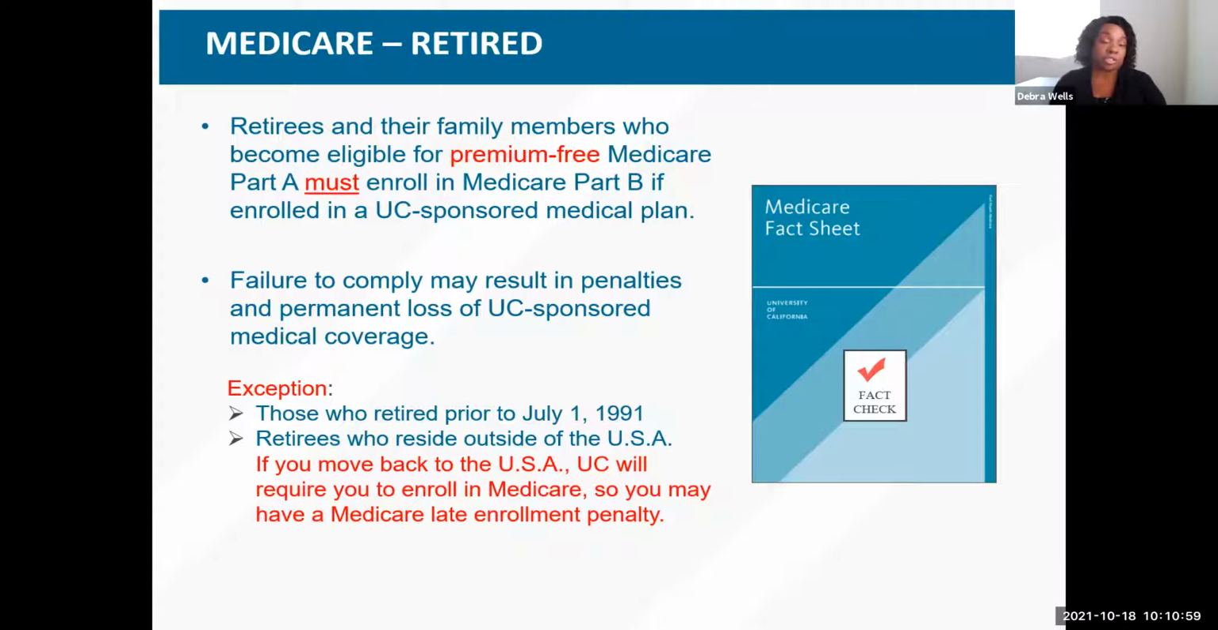Failure to comply may result in penalties or permanent loss of your UC-sponsored medical plan. There are some exceptions, and it's only for those who were retired prior to July 1, 1991, or if you're living abroad. But just keep in mind that if you're living abroad and you choose to cancel or delay your enrollment into Medicare, if you ever return to the United States and change your address on file with the university, they're going to require you to enroll at that time. And at that time that you contact Medicare, you could be penalized. So just keep that in mind.